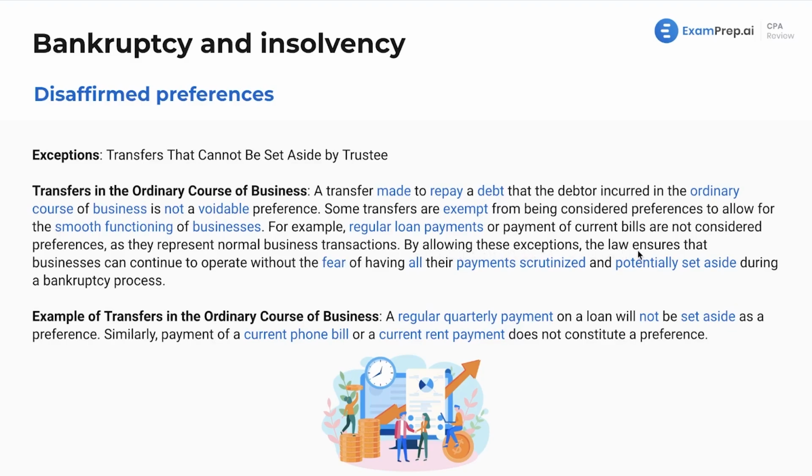By allowing these exceptions, the law ensures that businesses can continue to operate without the fear of having all of their payments scrutinized and potentially set aside during a bankruptcy process. You're just paying your utility bill. That is kind of what we're talking about here.